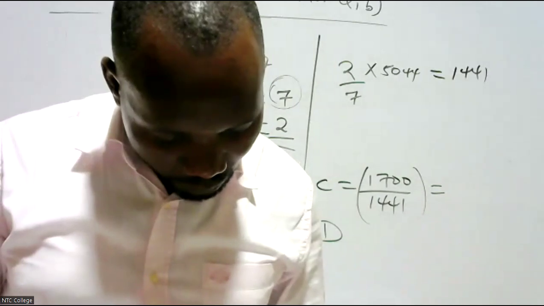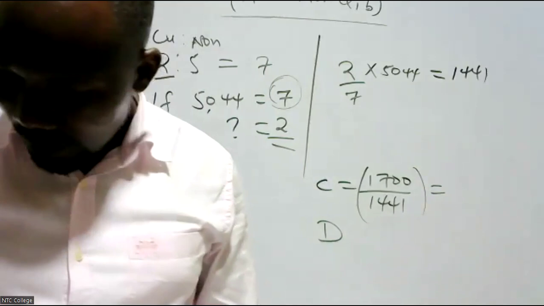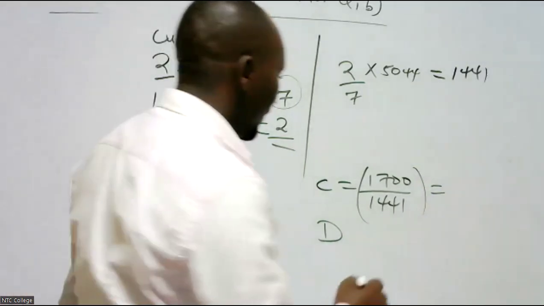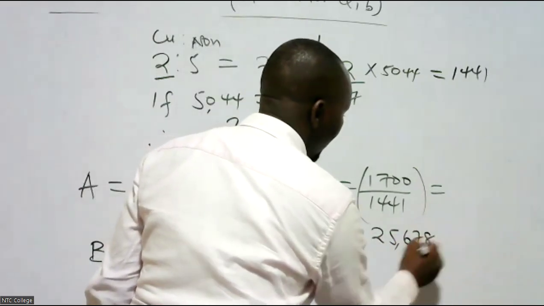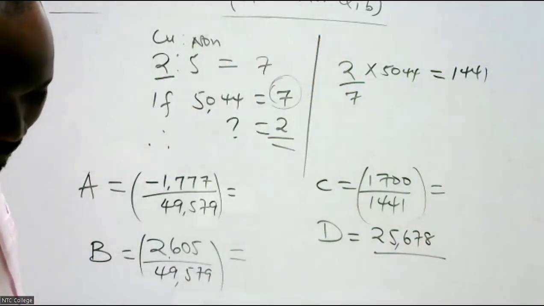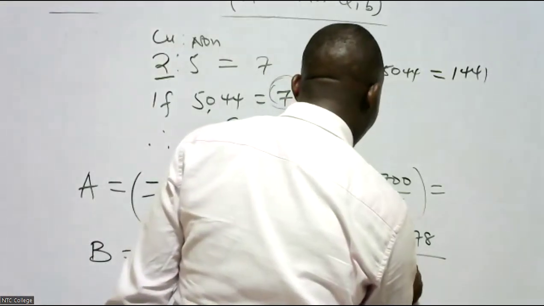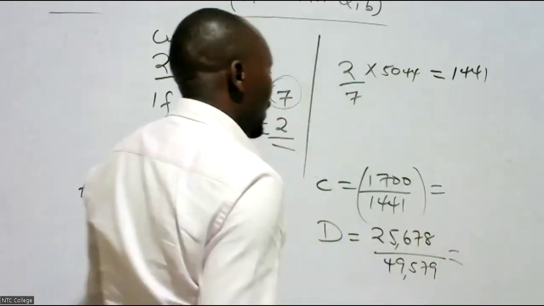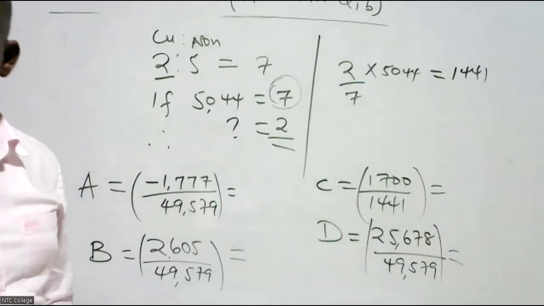Sales all over total assets. So what was our sales? Our sales was 25,678. 25,678 all over total assets. Total asset we were having 49,579. Get me all these figures and then we are done. That will be the end of topic number 5.